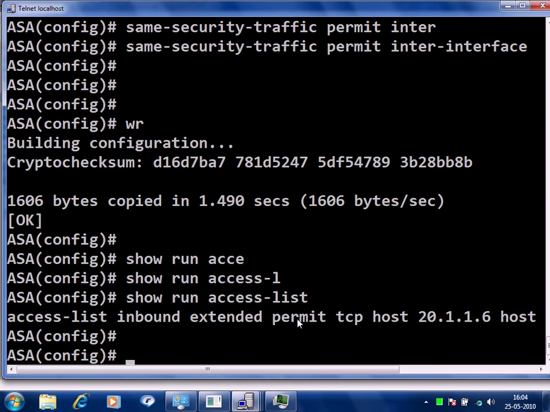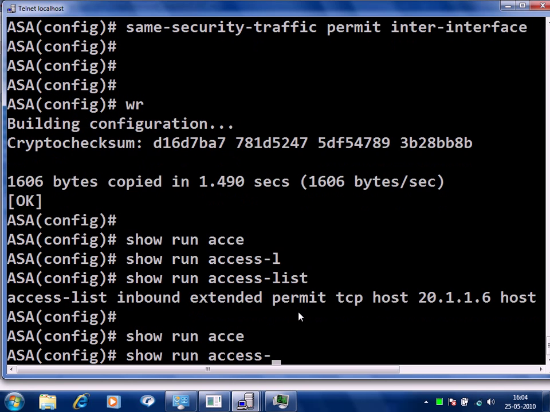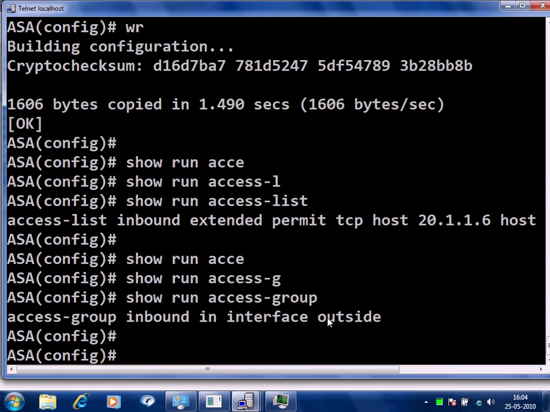See, this access list I have applied on the outside interface, meaning E0/0 inbound direction, right? That's what it is saying. So apart from this traffic, everything is implicit deny, right? Same security level is an exemption. When you permit same security level inter-interface, it will bypass this access list check.